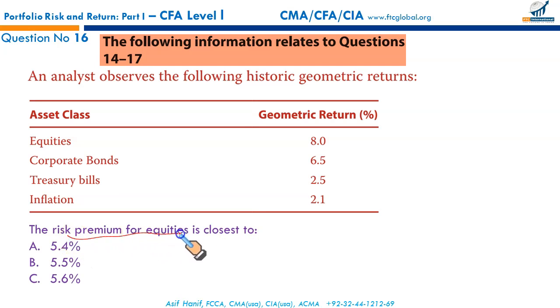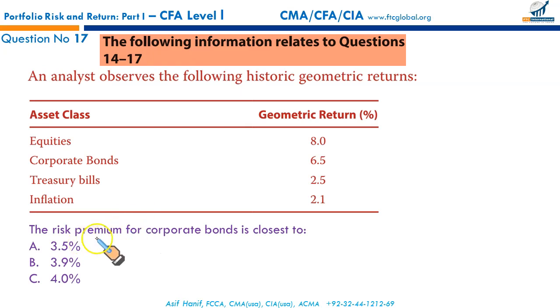The risk premium for the equities is closest to. Well, how do we calculate the risk premium? That is 1 plus the nominal rate divided by 1 plus the risk-free rate, which in our case is given as 2.5%. And then deduct 1 from it. So what you get is 5.4%. That is A.